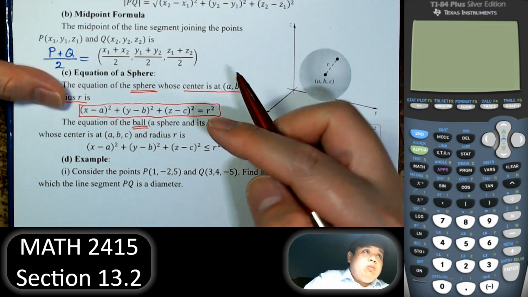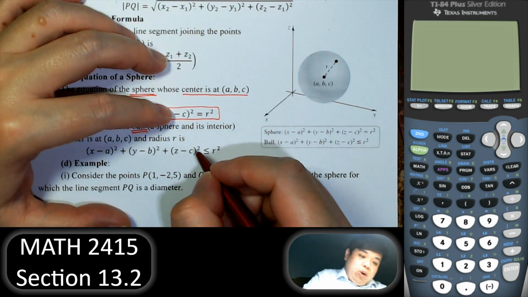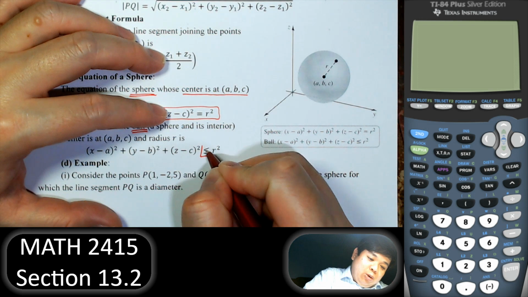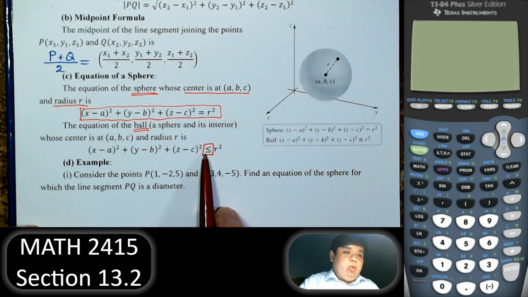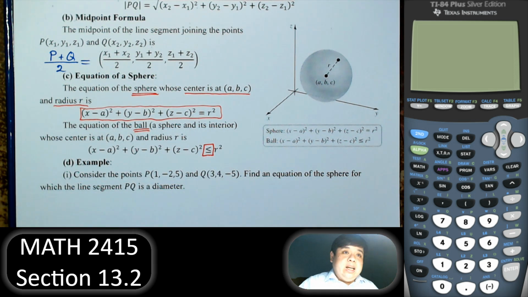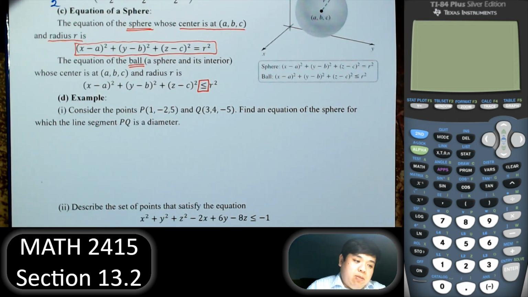The only difference between the ball and sphere is that normally it is equal to, which is a sphere. We have less than or equal to. That's what makes it a ball, including the interior of it. So if we have anything less than, it will be inside. If we want to describe anything outside the sphere, it's going to be greater than the radius squared. Right. We have a simple example here.